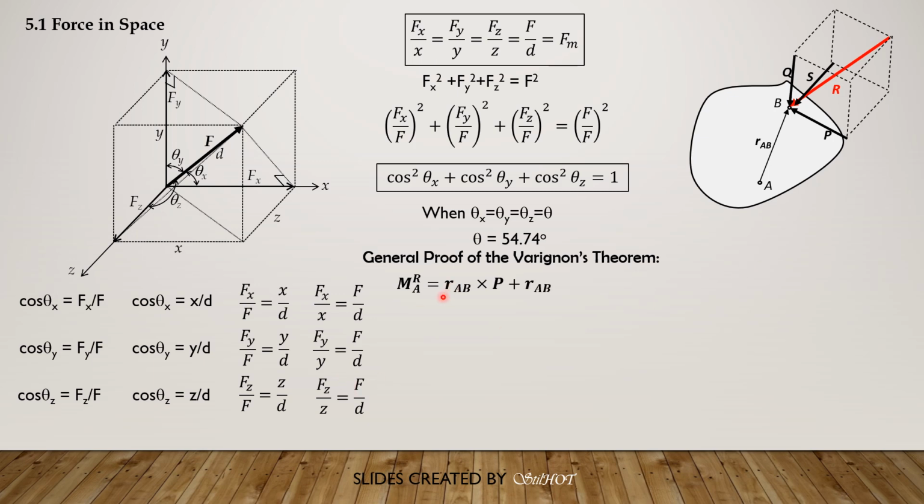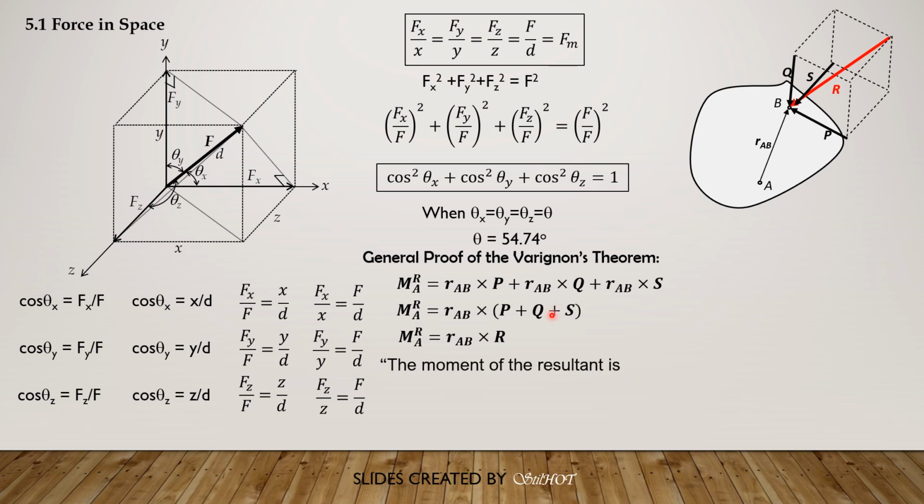So the moment of the resultant about A is equal to the moment sums of these components. So we have R_AB cross P plus R_AB cross Q plus R_AB cross S. Factoring out R_AB, we have R_AB cross the quantity P plus Q plus S. And take note that the sum of these components, the concurrent forces, is simply this single resultant force R, which also acts at point B. So this is the resultant.